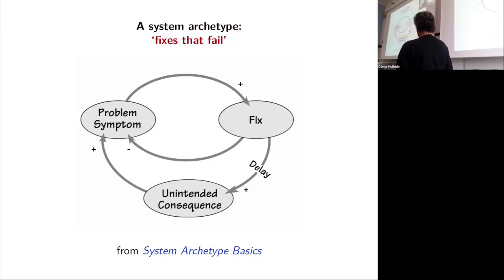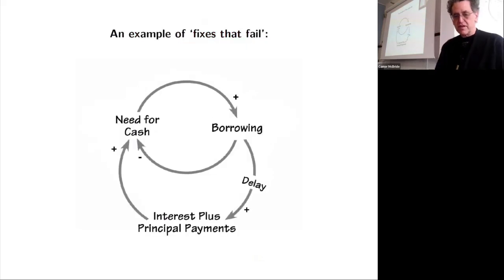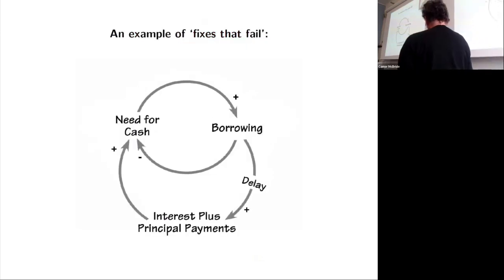And you'll notice that it's a causal loop diagram. It's a graph with edges labeled by pluses and minuses, but there's an extra feature here that I'll have to get back to you later about, this extra kind of way you can label an edge with a delay. So here's an example. Well, let's see, here's an example of that archetype.